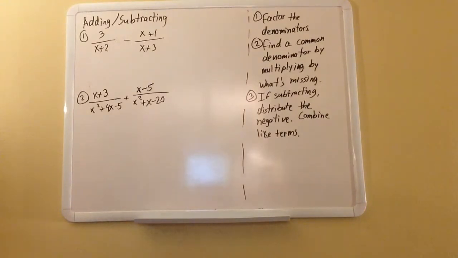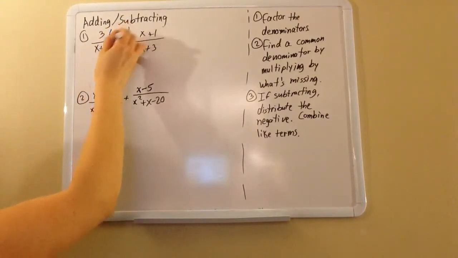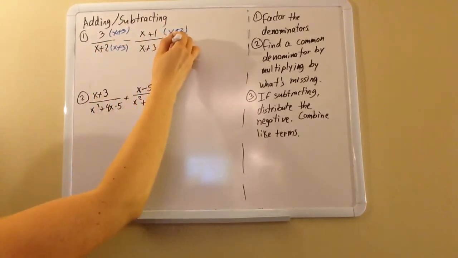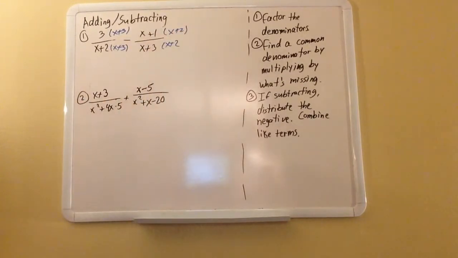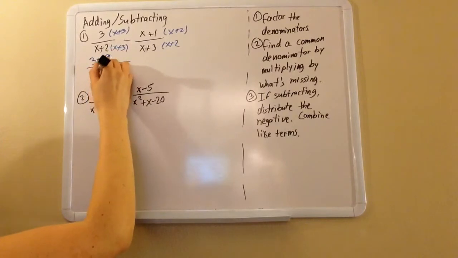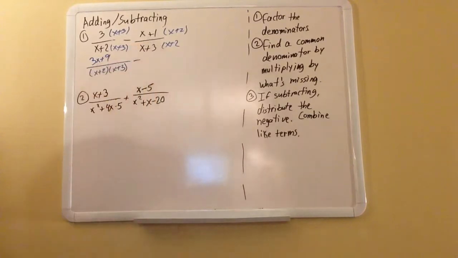We're subtracting. If you look at the denominators, they don't really have anything in common. We can't really factor them or anything like that. So we're going to multiply by what's missing. We're going to multiply the first fraction by x plus 3, because that's what it's missing. And we multiply the second fraction by x plus 2 because that's what that one's missing. Now, in the numerator, that's where we definitely need to multiply out. So it's going to be 3x plus 9 in the top of the first one. And in the bottom, we're just going to keep it as it is. It's going to be minus.